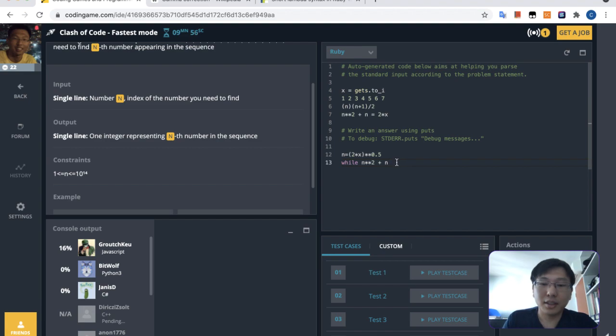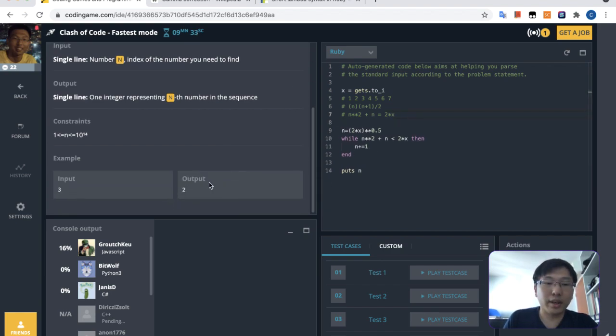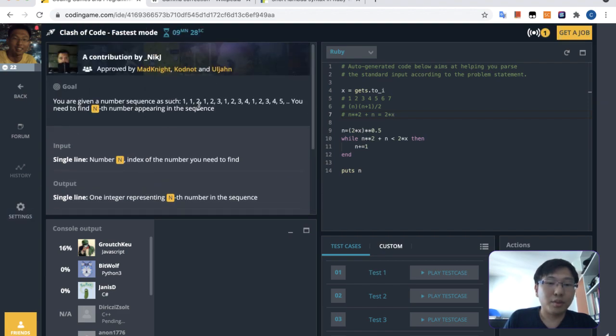If this is smaller than 2 times x, then n plus equals 1. At the end, we just print out n. I just want to print out n first. Over here, this number is the third one. Once we get this n, we exactly know this position here, so we will just need to print out n squared.